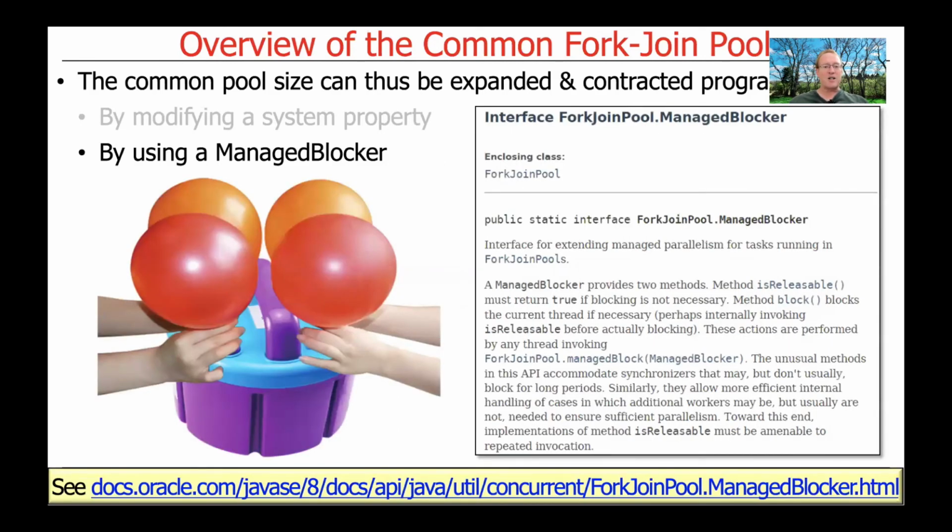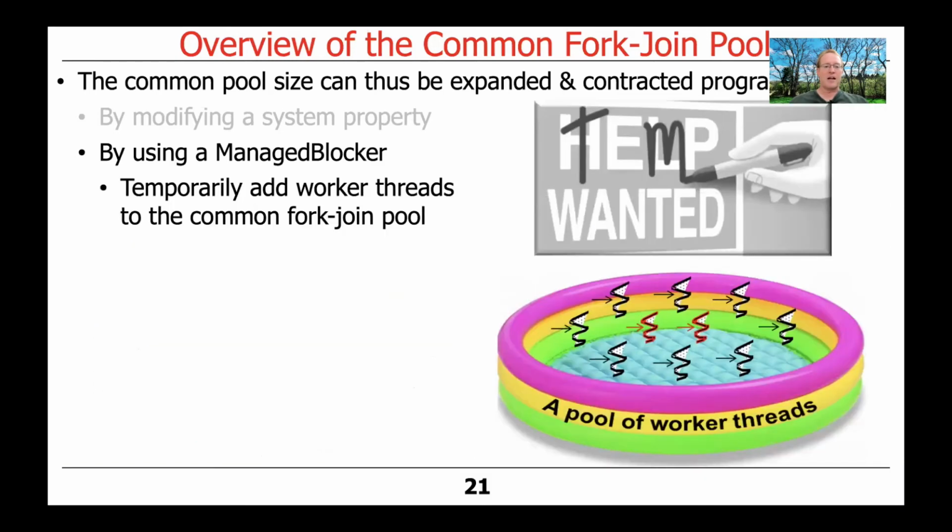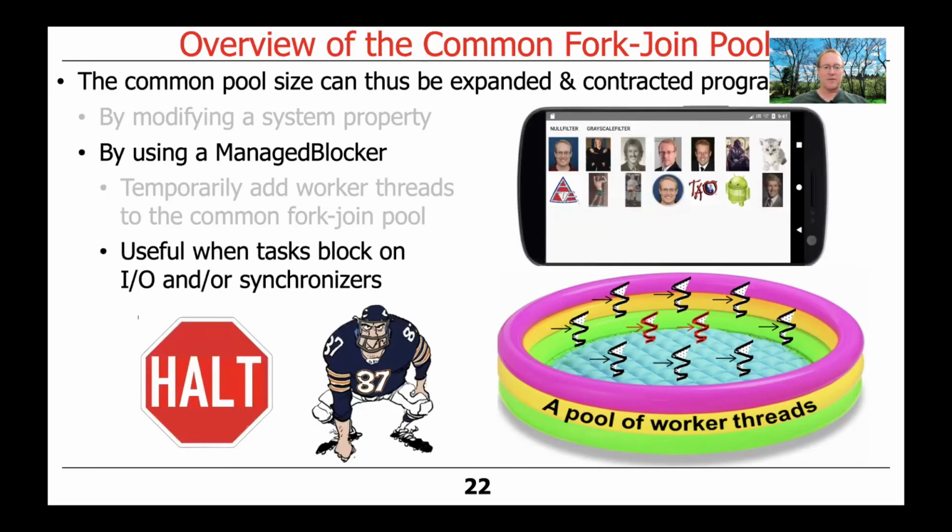The way we do that is by using something called a managed blocker. And managed blockers are super duper cool. We'll talk a lot more about them over the next parts of this lesson, and you'll also get a chance to program with managed blockers for programming assignment 4A. What the managed blocker does is make it possible to temporarily add new worker threads to the common fork join pool on demand. This is particularly useful when tasks will block on I/O or on synchronizers like semaphores or reentrant locks, or whatever might cause them to block.